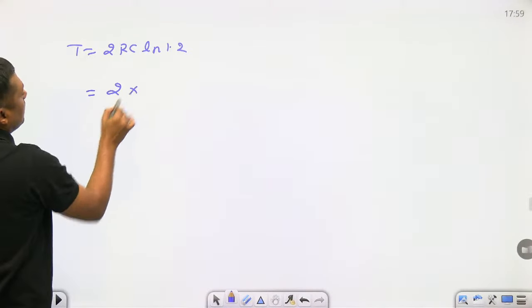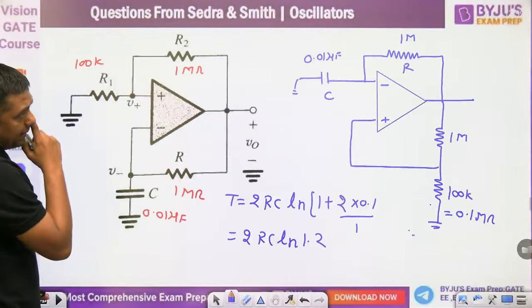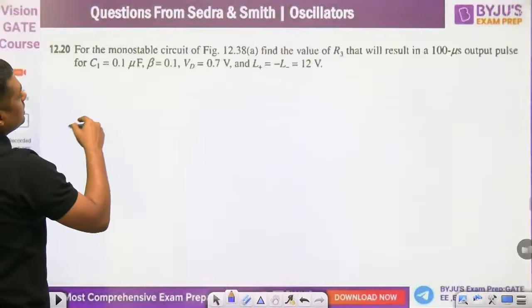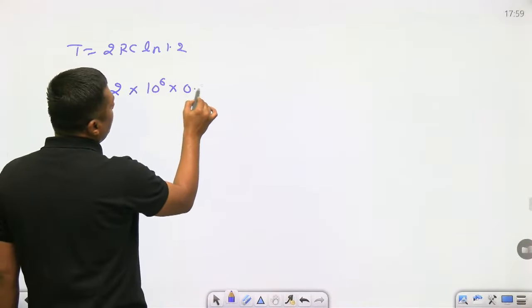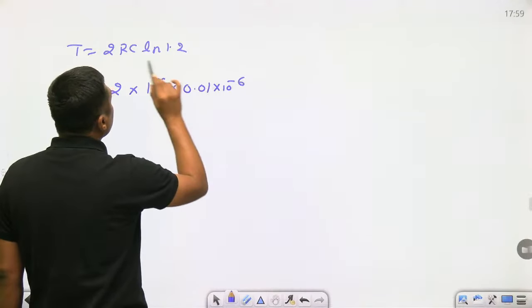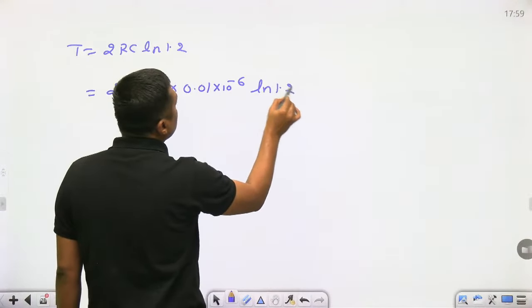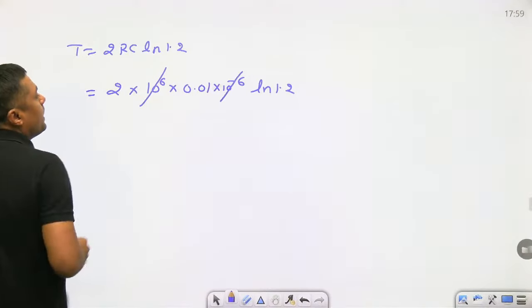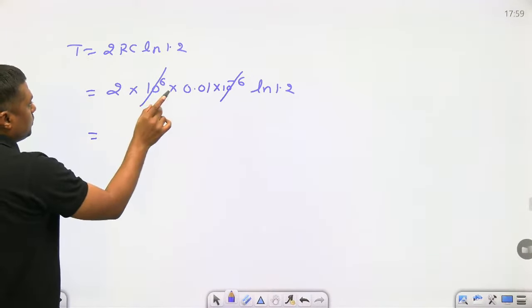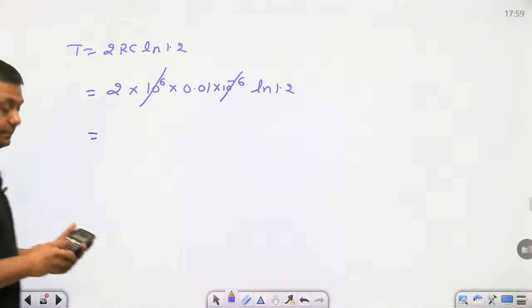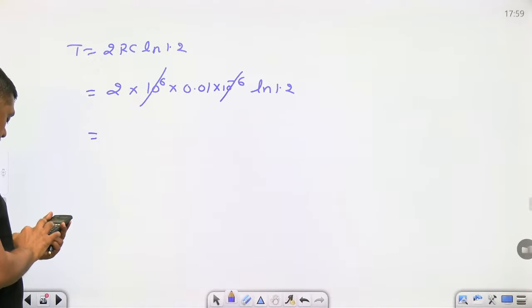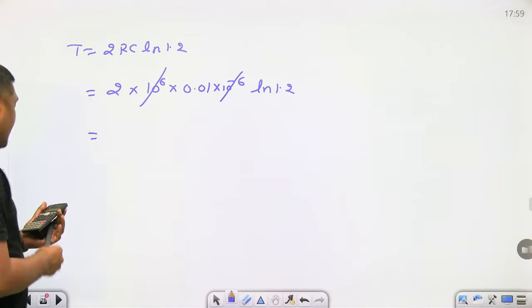We will check our answer. What is the R here? 1 mega ohm, 10 to the power 6, into C. Mega is cancelled by micro farad, 0.01 microfarad, 10 raised to power minus 6, log of 1.2. Then this is cancelled out, and then it will become 0.01 log of 1.2. What is the log of 1.2? Calculate. 0.182 into... This is the time period actually.